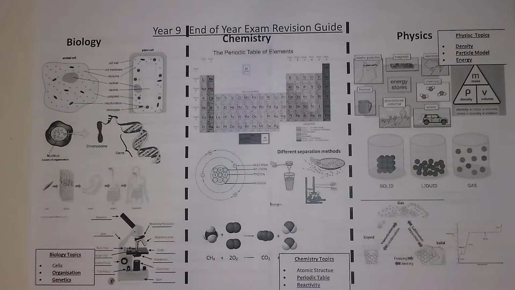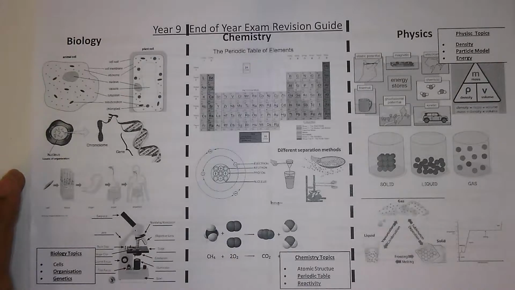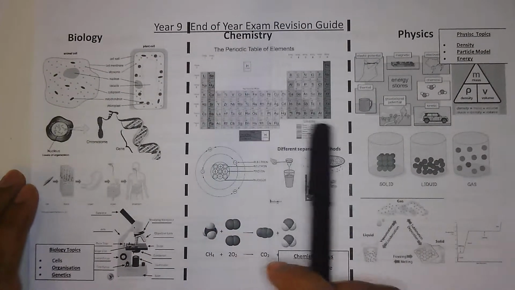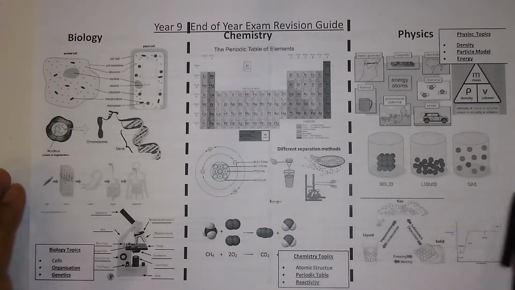Today I'll be going over the Year 9 revision materials you've received in tutor time. In front of me I have the science materials. The front page consists of some key diagrams. So you can see some cells here, you can see a periodic table, and you can see some state diagrams on this page here.